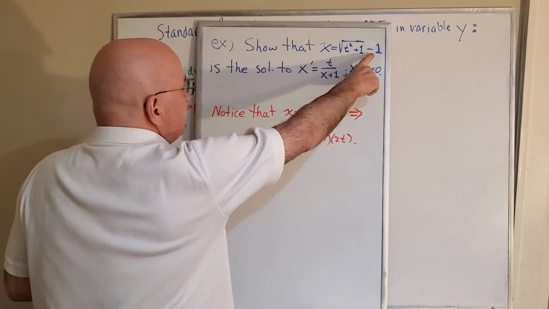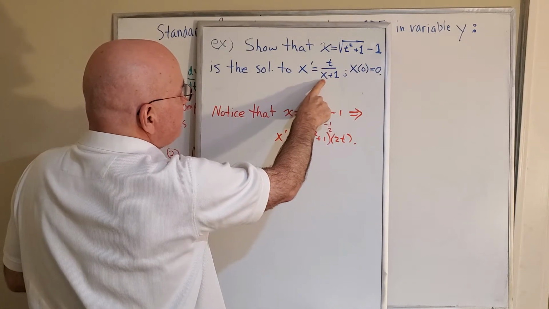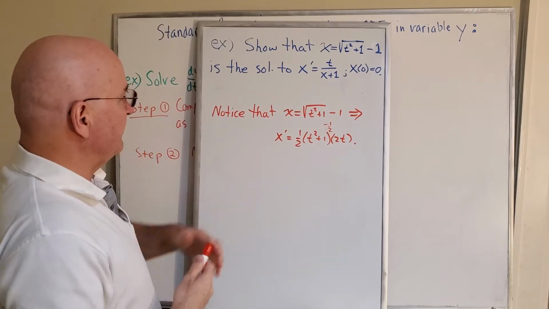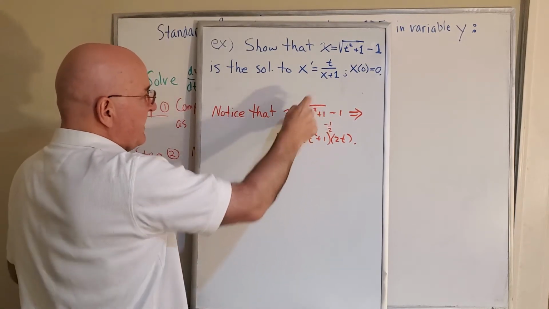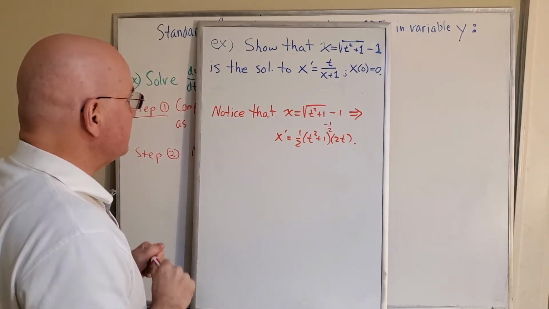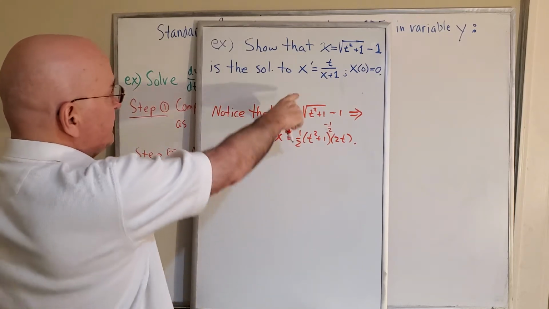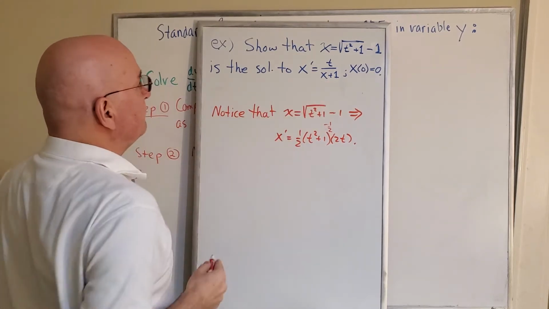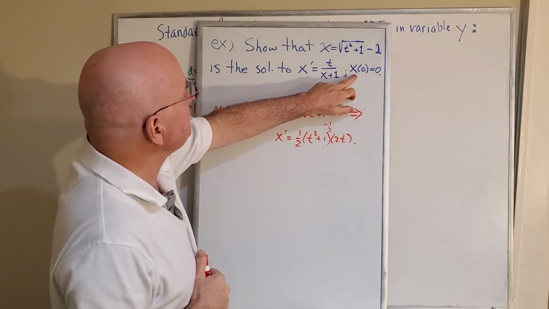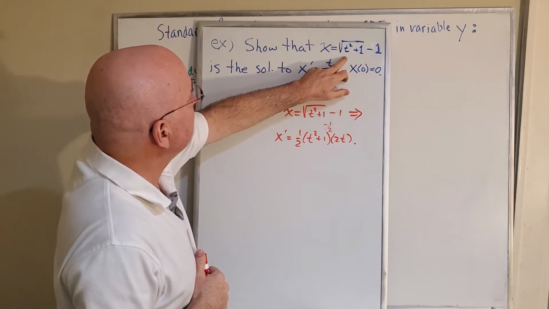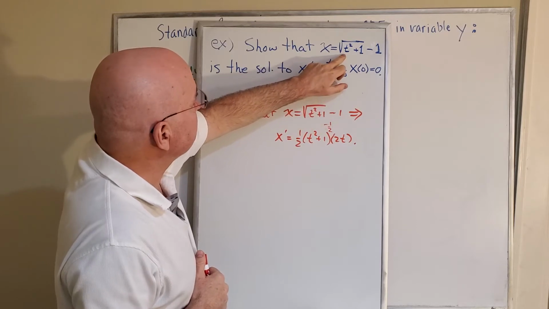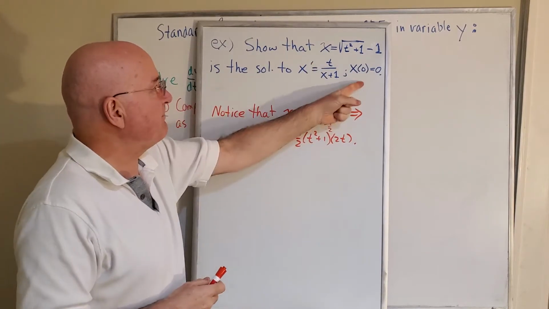So if that's the solution, in order to plug it in, here's x, but we also have an x prime, so we have to take the derivative of this, which I wrote out for us. t squared plus 1 to the 1/2, the derivative is 1/2 times t squared plus 1 to the negative 1/2 times 2t. And I'm going to simplify that, and then we're just going to verify that this is true. Well, first, I guess we could just verify right now that this is true. If t is 0, you get x equals radical 1 minus 1, and that's equal to 0. So that part we've already verified.